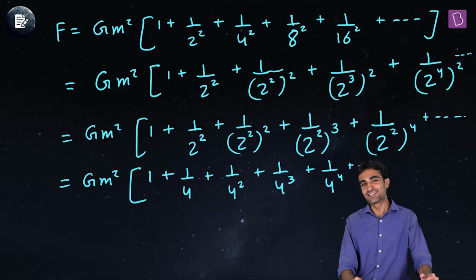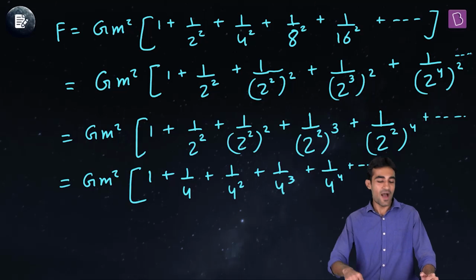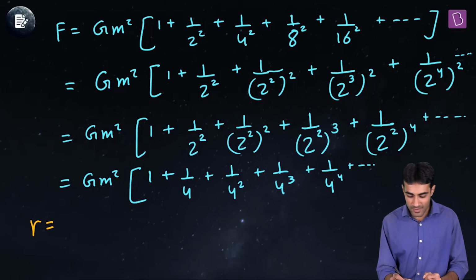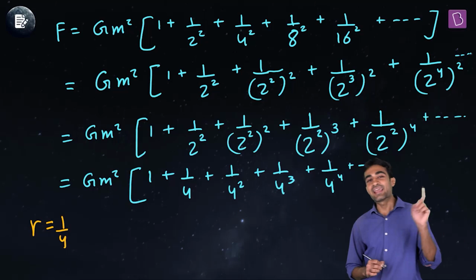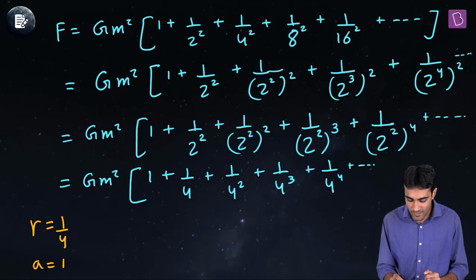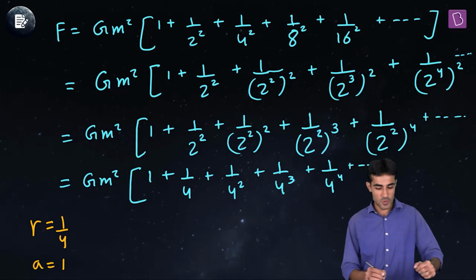Can you notice what is the value of R? What is R? Come on, tell me, what is R? R is nothing but 1 by 4. What is A? Can you tell me what is A? Yes, A is nothing but 1. Amazing.